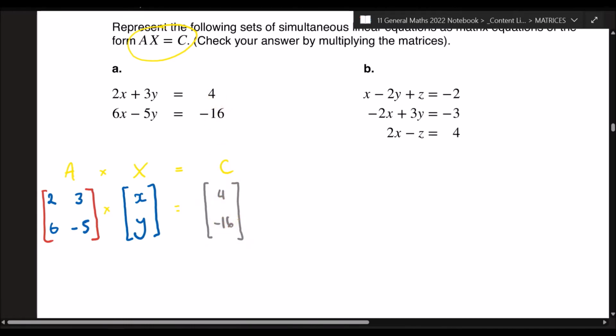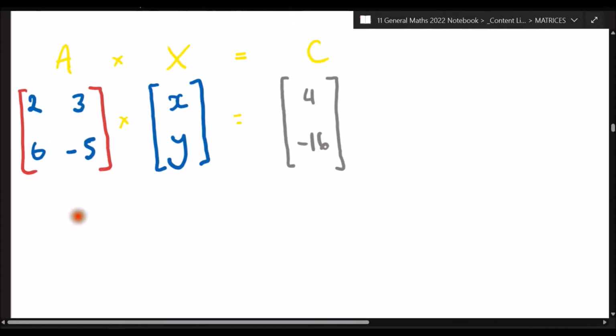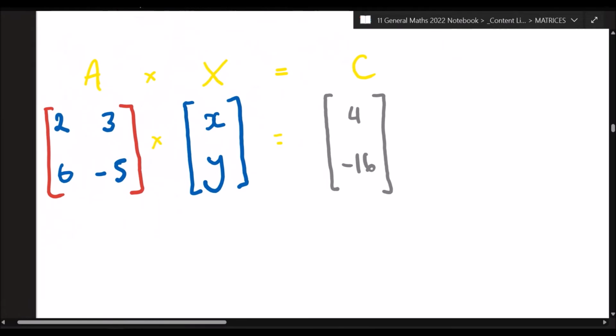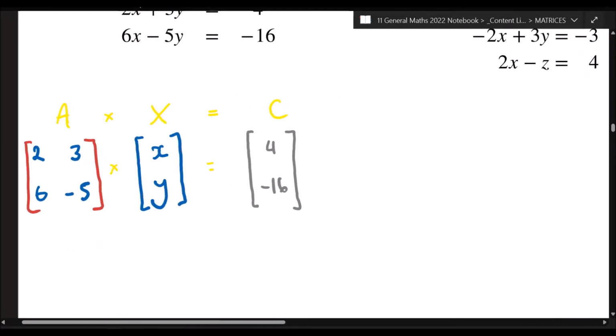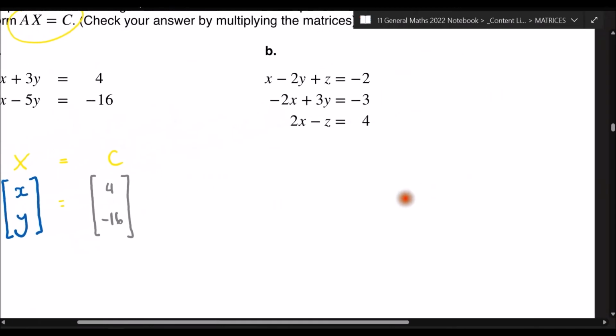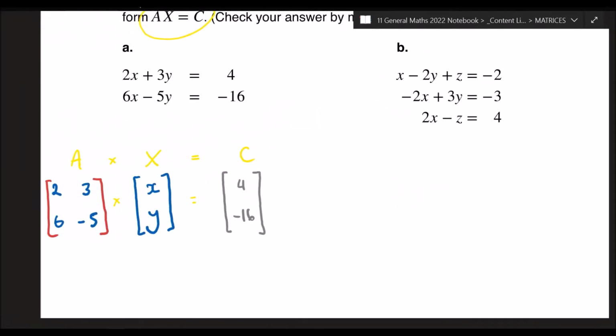Negative 16, sorry. Okay, and there it is. There is the simultaneous equation in matrix form. So you've got your 3 matrices: the number, the letter, and the answer. Okay, let's try it with 3. Okay, so that's question A.